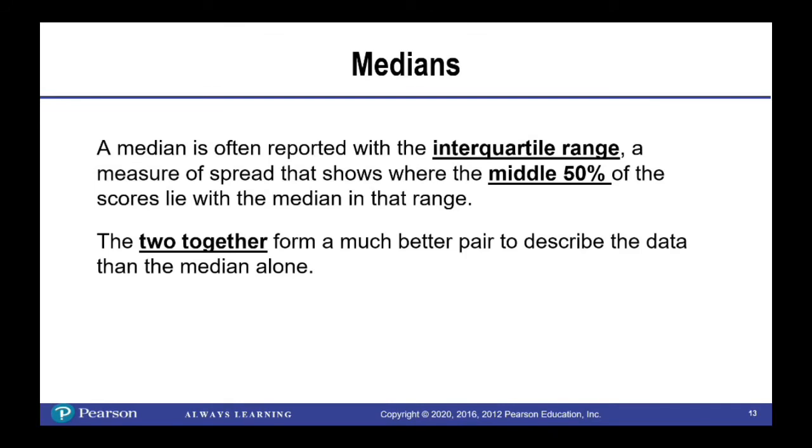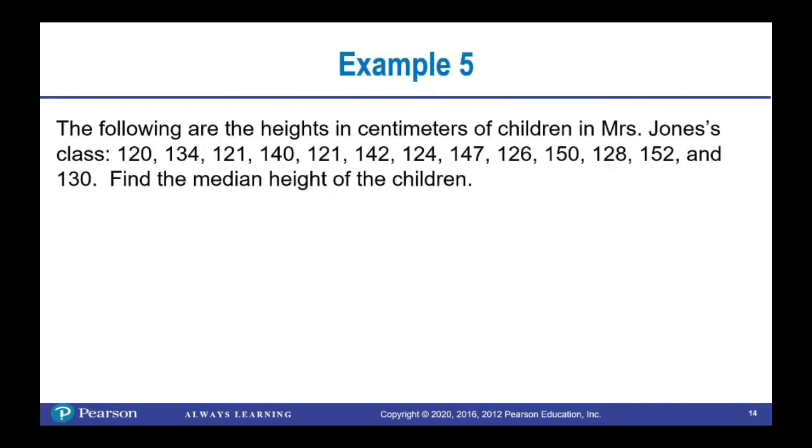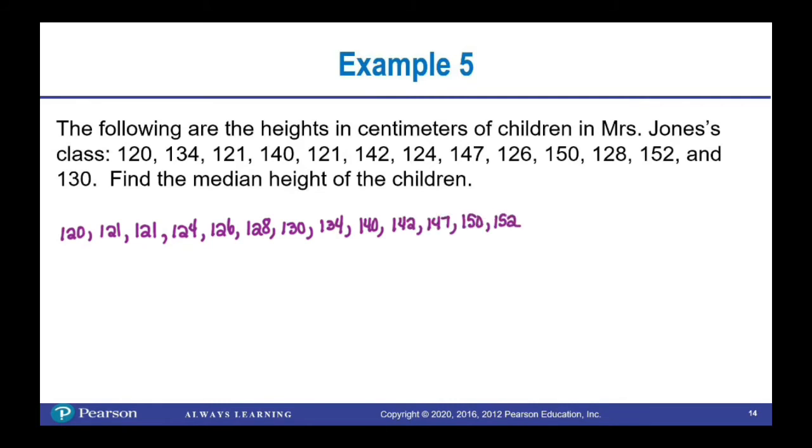And the two together, the median and the interquartile range, describe our data better than just the median alone. Now let's look at finding our median. First, we need to put our data values in order. So we take the heights of the children in Mrs. Jones's class and we list them from smallest to largest.